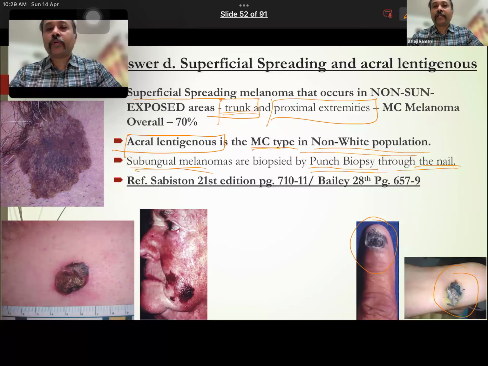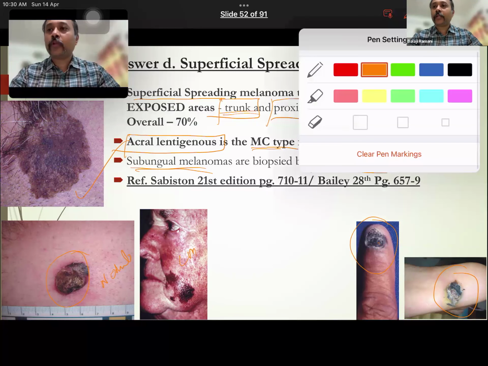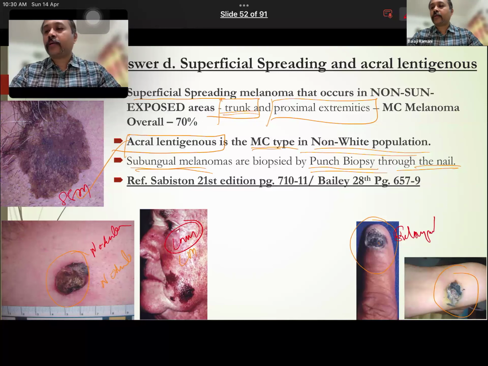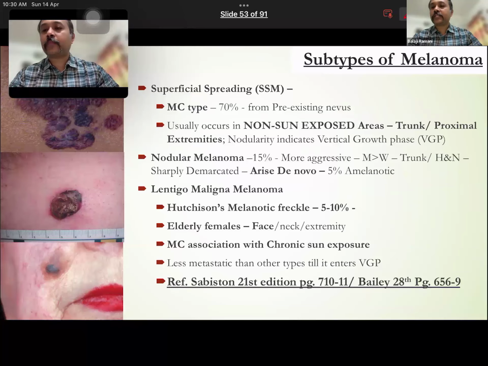So here, if you look at the various types, this is your superficial spreading type. This is going to be your nodular melanoma. You can clearly see this projecting out from the surface. This is going to be your lentigo maligna melanoma type. This is your superficial spreading melanoma. This is the nodular melanoma which you have. This is your subungual melanoma that you are getting. This is the acral lentiginous type of melanoma. So all these are present here.